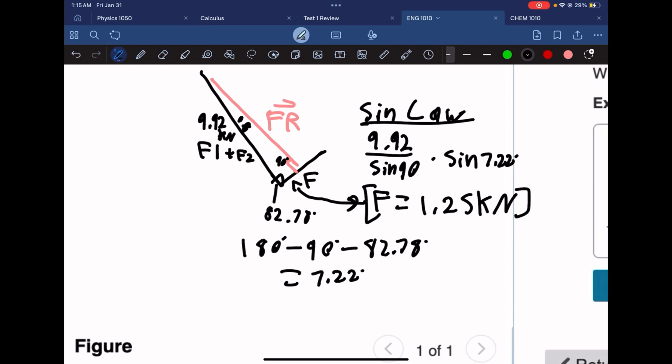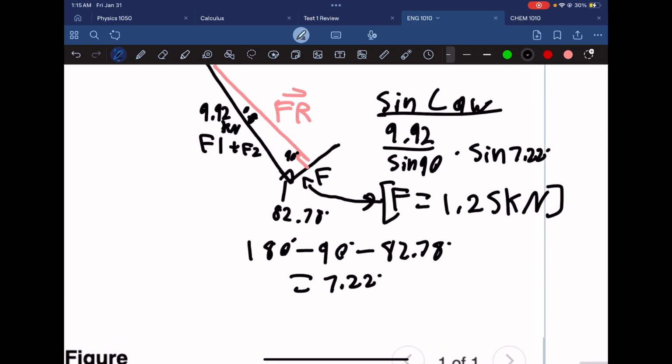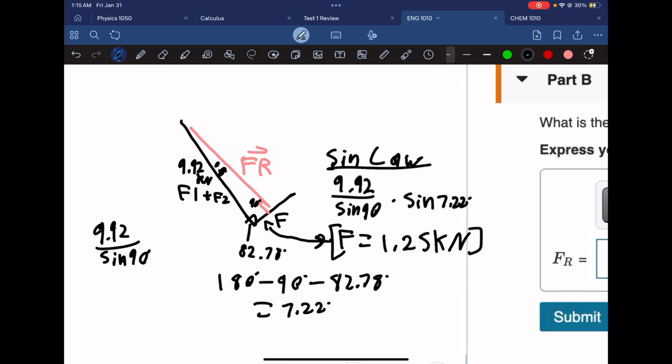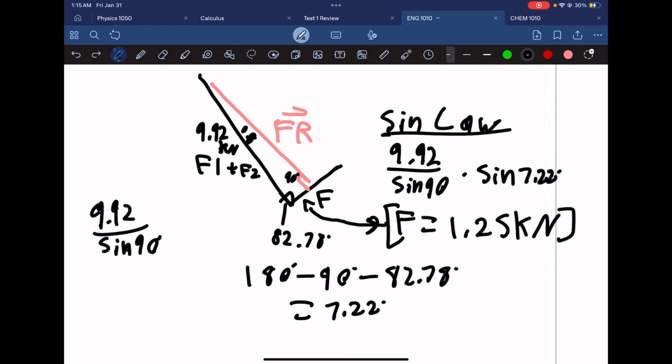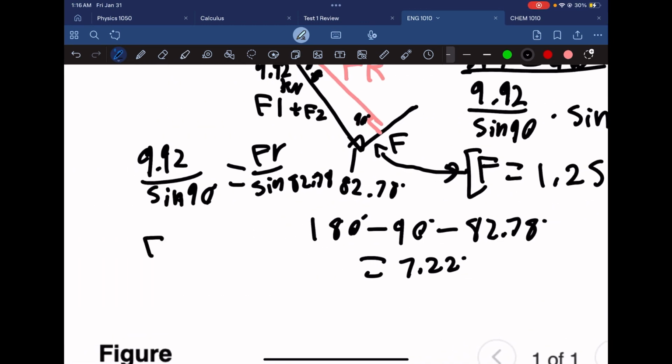And we can solve for our FR by using sine law or cosine law because we have everything, right? So I'm just going to use sine law. So I'm going to go 9.92 divided by sine 90. And another thing I like to note is if you're solving for a side, put the side on top. If you're solving for an angle, put the angle on top. Okay, so now let's solve, which equals FR over sine 82.78.